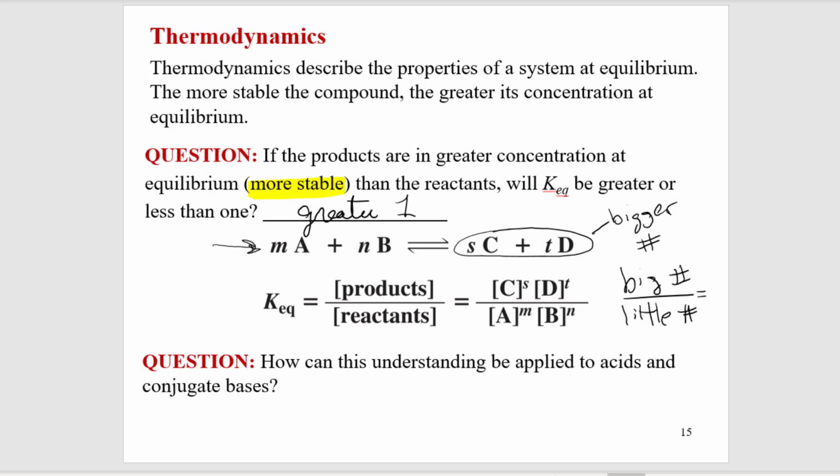How can this understanding be applied to acids and conjugate bases? Well, let's think about it, right? When we had an acid plus a base in equilibrium, and you had the conjugate acid plus the conjugate base, if the reaction favored the products, then your KEQ would be greater than 1. If the reaction favored the starting materials, then your KEQ would be less than 1.